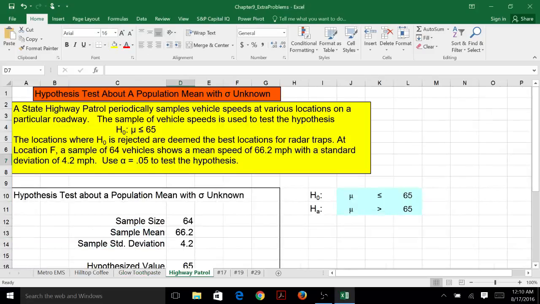A speed trap case. We know that the speed limit is 65 miles per hour, so as long as you're driving 65 miles per hour or less, fine. If you're more than 65, you're likely to get a speeding ticket. So you find a location, and an officer sits there and measures 64 vehicles, and finds the average speed is 66.2 miles per hour. From that, the sample standard deviation is 4.2 miles per hour.